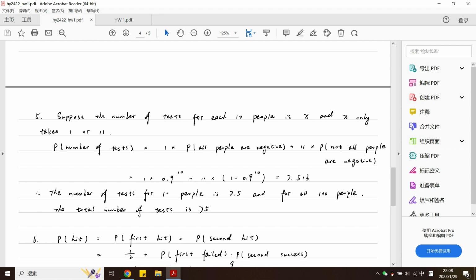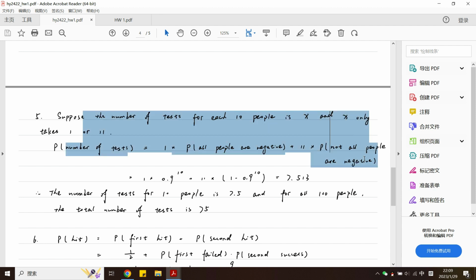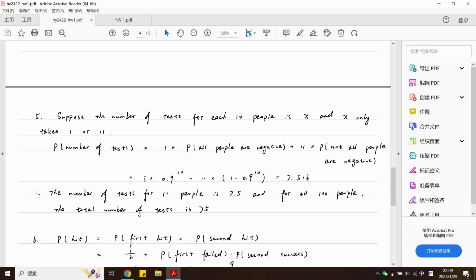And if not all people are negative, that event is mutually exclusive with that probability, so we can just use 1 minus the probability that all people are negative, and we can get the probability that not all people are negative.